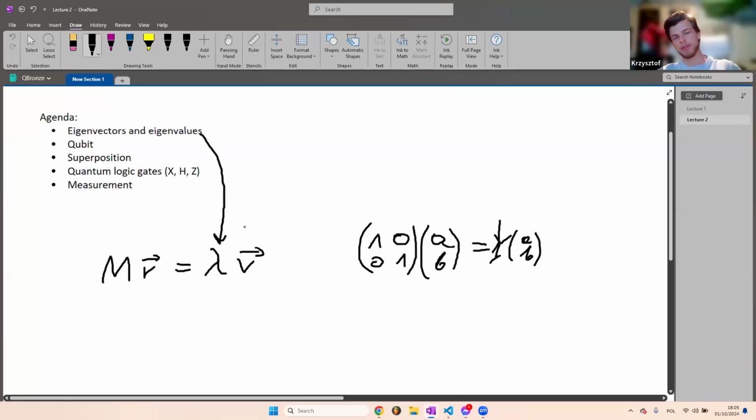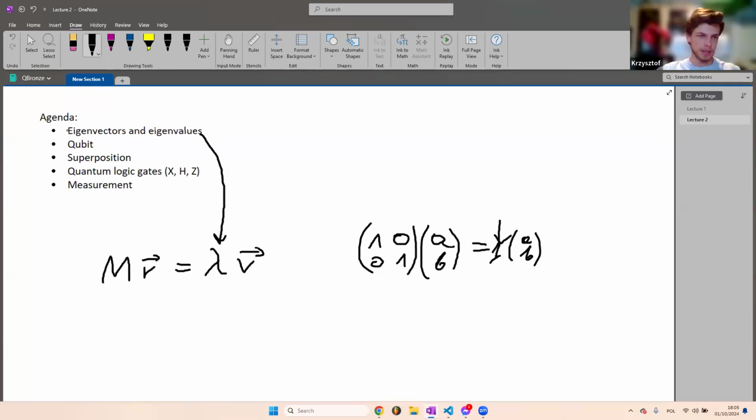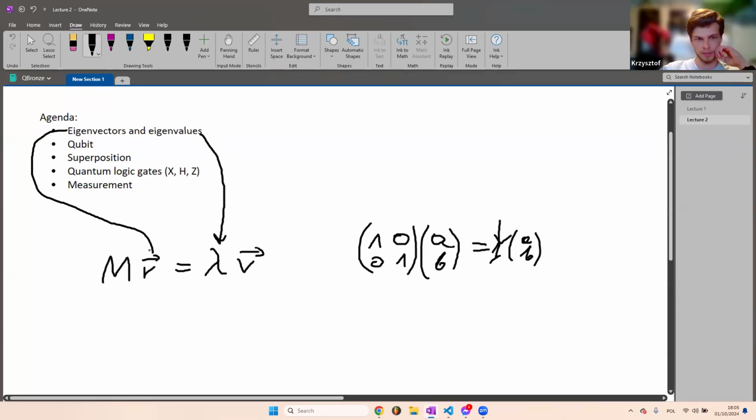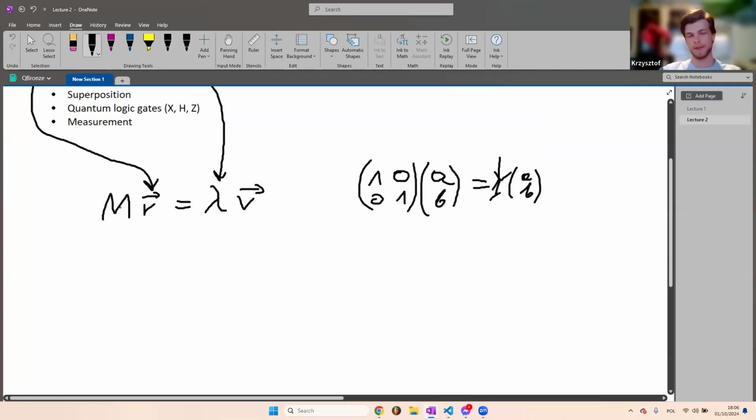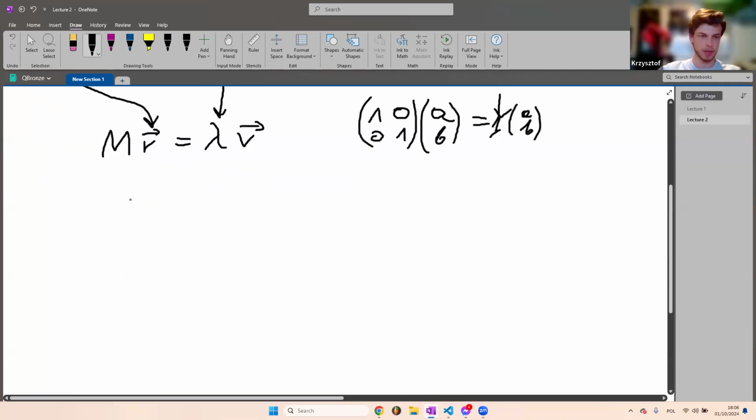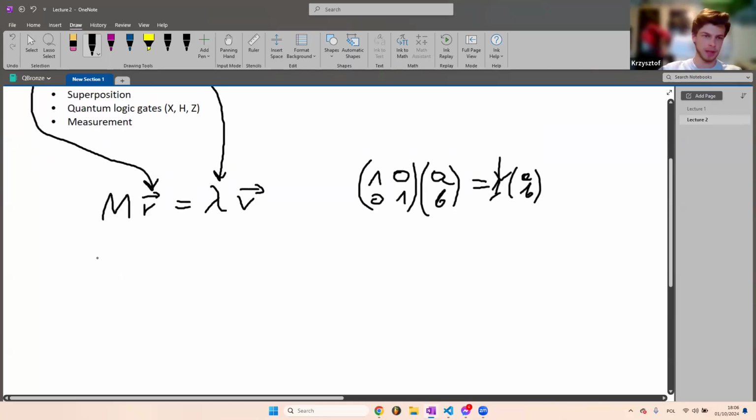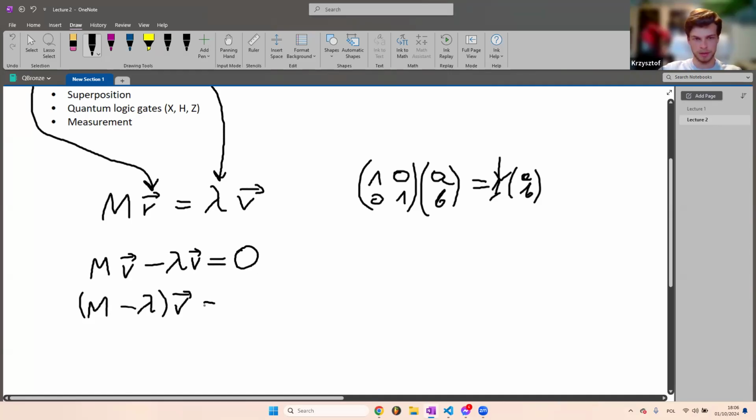It's eigenvalue, I believe it comes from German, from the word eigen. And the eigenvector is the vector that we found to be the same after we multiply by the matrix. So how to find an eigenvector and eigenvalue? Well, let's try to bring both sides of the equation to one side. So Mv minus lambda v equals 0. Then we can factor out the vector. So (M minus lambda) v equals 0.